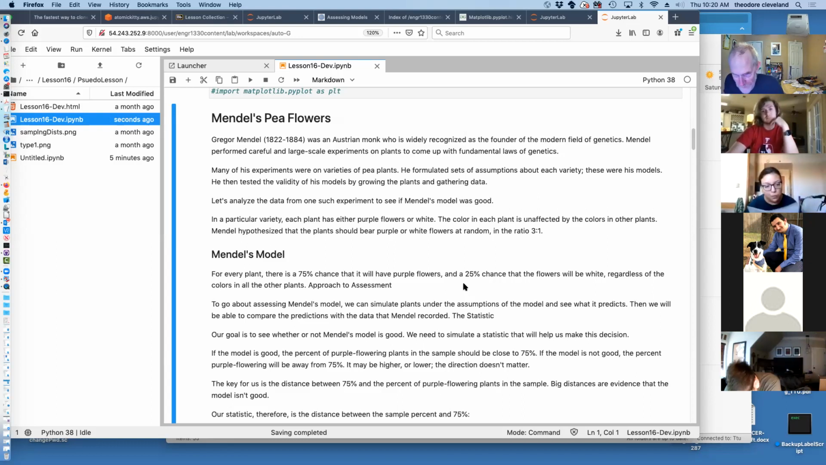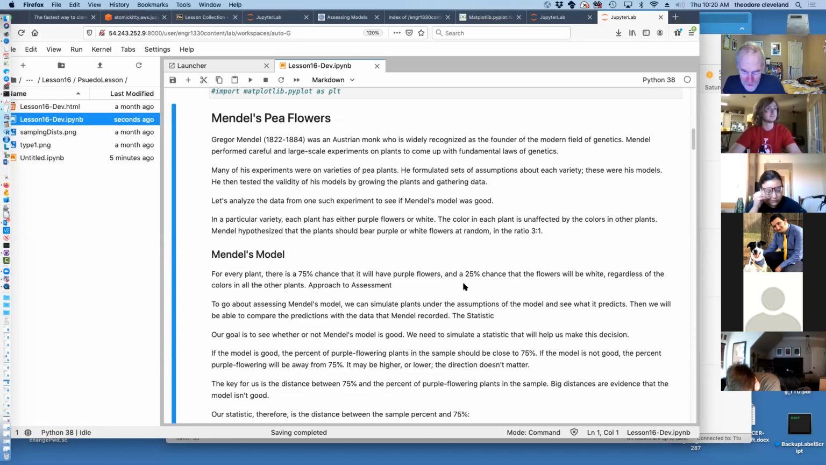laws of genetics. And he spent a lot of his time on pea plants, I imagine because they were cheap, and he was hoping he was going to get the one that was going to go up to the clouds so he'd get the goose with the golden egg. And he formulated sets of assumptions about each variety, and those became his data models. And then he tested his models by growing plants and gathering data.